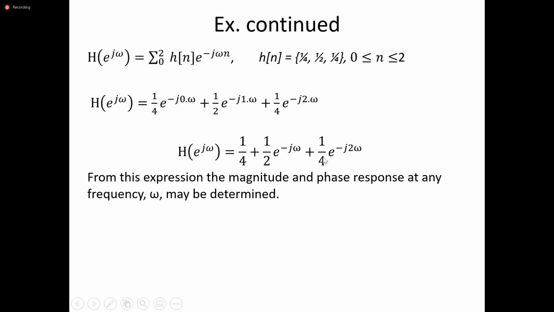Now from this expression, we can obtain the magnitude and phase at any frequency omega, just by plugging in the frequency. And remember, it will be a radian frequency, so it will be a function of pi. Plugging it in and doing the calculation can give us our response at any frequency.